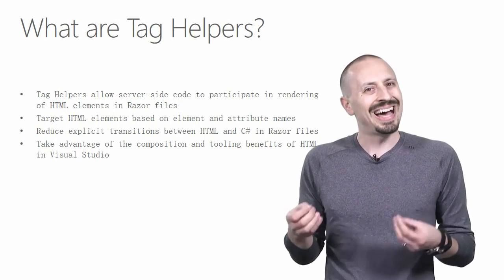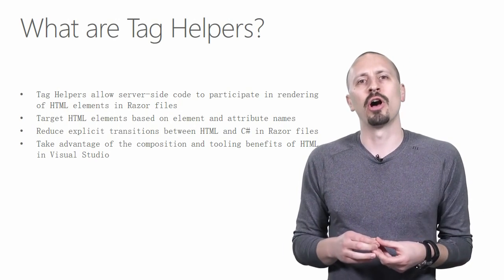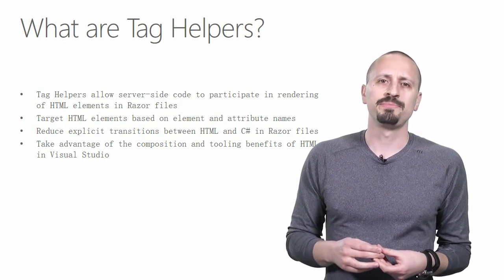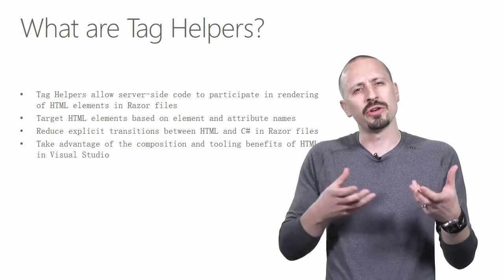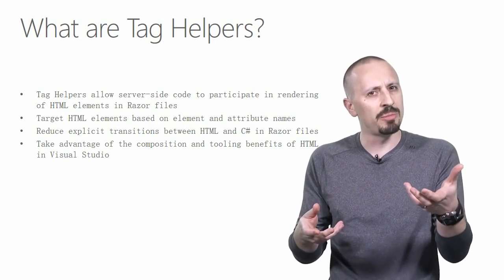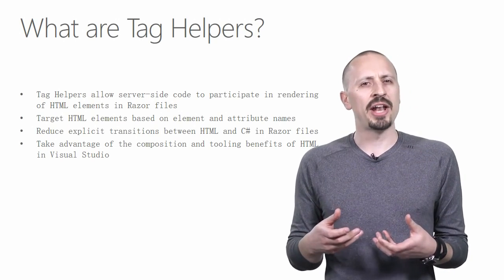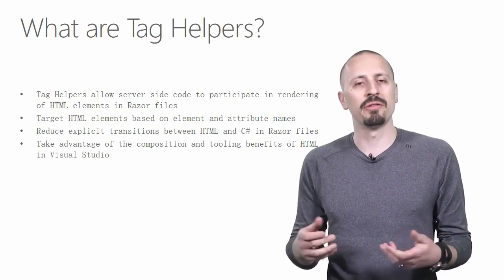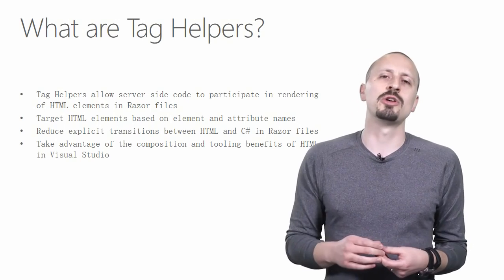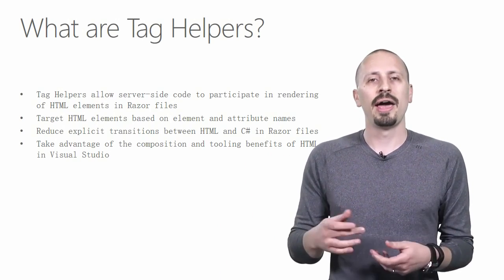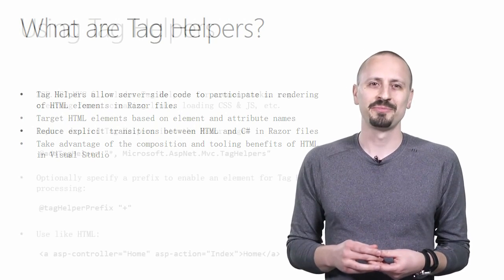Tag helpers can target HTML they affect the rendering of, either by the name of the element or by the presence of given attributes. They help to reduce those explicit transitions between HTML and C# in your Razor files, while also taking advantage of some of the composition and tooling benefits that go with authoring HTML in Visual Studio, such as rich colorization, navigation, and the thing we all love, statement completion.